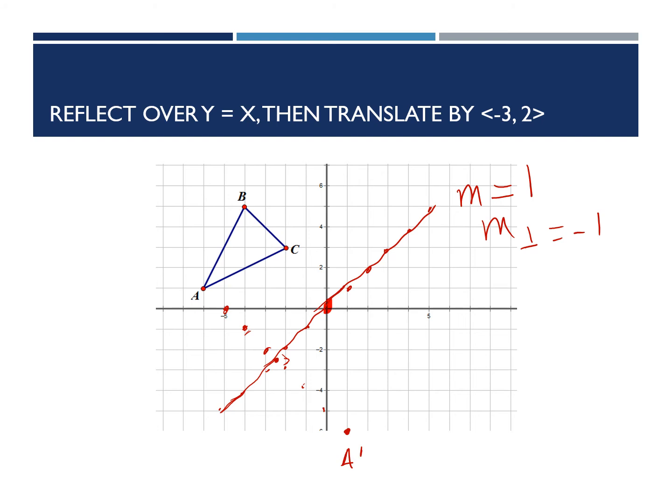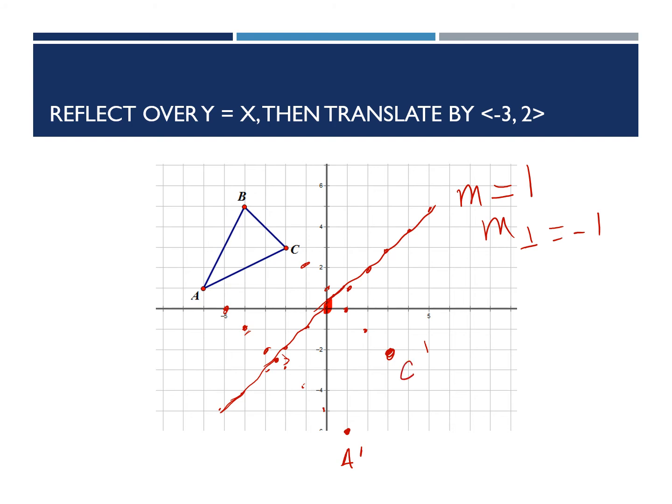With C, following that slope of -1, I'm going to go 1, 2, and there's my half, following the slope of -1, to C prime.